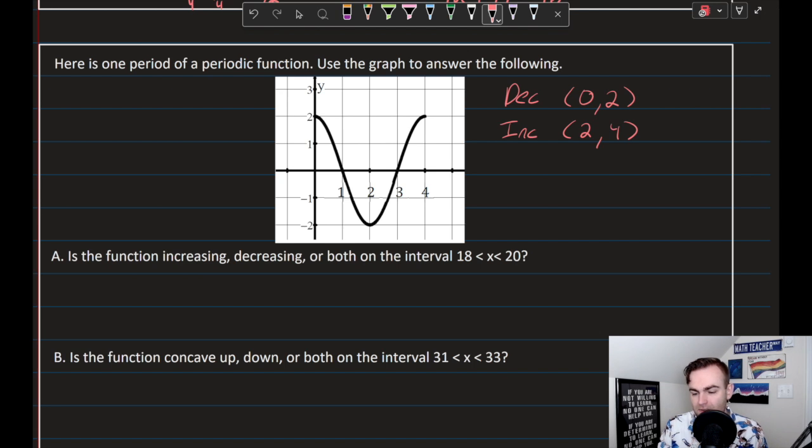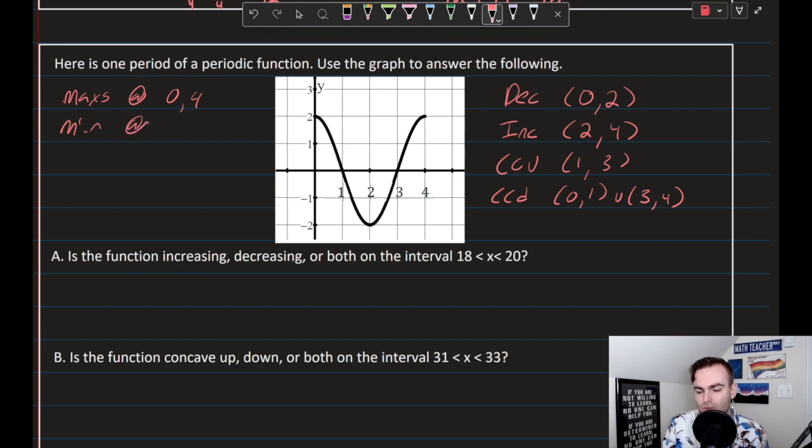Concavity, I know that it's concave up from 1 to 3. And concave down would be from 0 to 1 or 3 to 4. That's great. I can also see that it's hitting maxes at 0 and 4, and then it's hitting mins at 2.